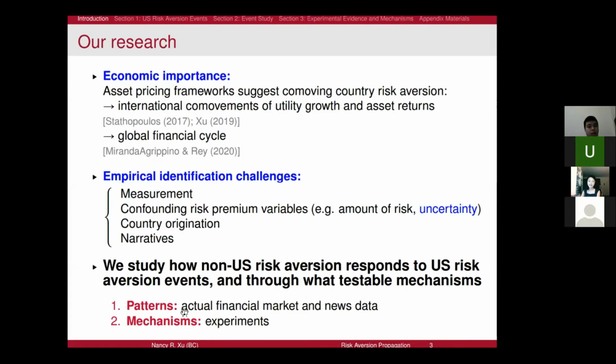The presentation and the paper have two components and sections. The first section is where we establish the pattern of risk aversion propagation using actual financial market and news data. And the second part of this presentation is to show you the evidence of potential mechanisms that we can test in a controlled experiment. Okay. So that's basically the layout of the structure of the paper and also the motivation of the paper.